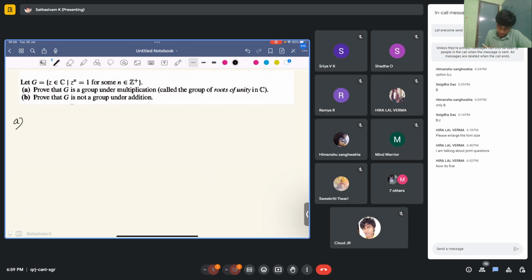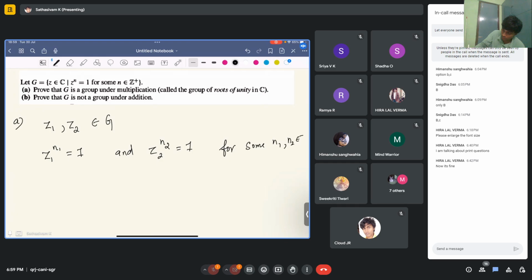So let's do A here. I want to say that it's a group under multiplication, right? So let me take two elements. Let me call them Z1 and Z2 belonging to G. What does it tell you? It tells you Z1 power N1 is 1 and Z2 power N2 is equal to 1 for some N1, N2 belonging to Z plus. Z plus means basically the natural numbers.